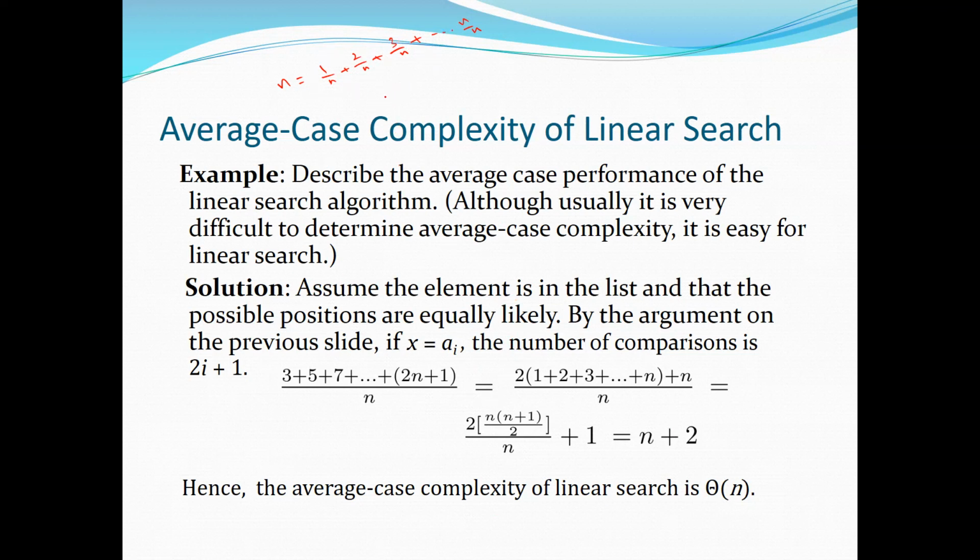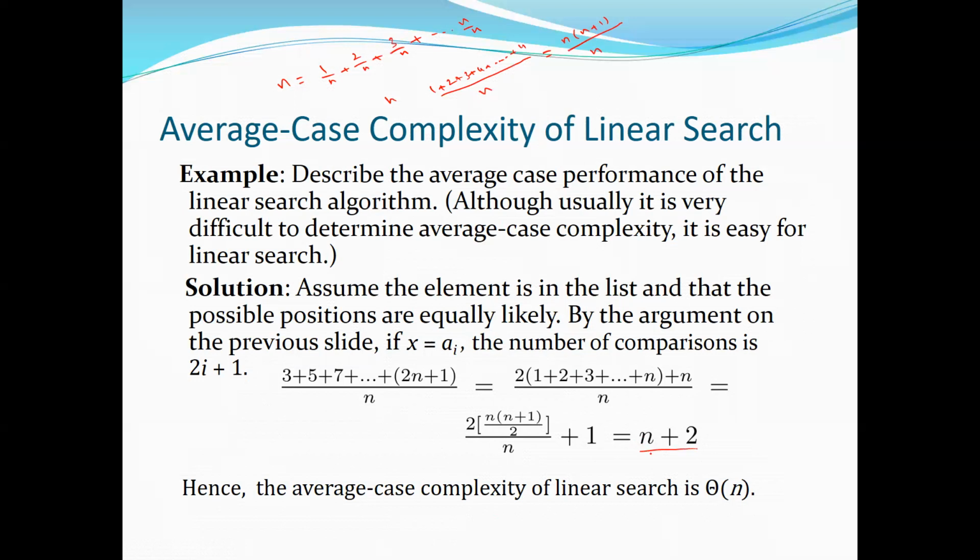Let me simplify this. This would be nothing but 1 plus 2 plus 3 plus 4 plus so on plus n, divided by n, isn't it? If we take the common factor, this is n into n plus 1, the sum of the first n numbers, divided by n. When you simplify this, it will be n square plus n, and obviously this whole numerator is divided by n. When you simplify this equation, you will find the answer is n plus 2.